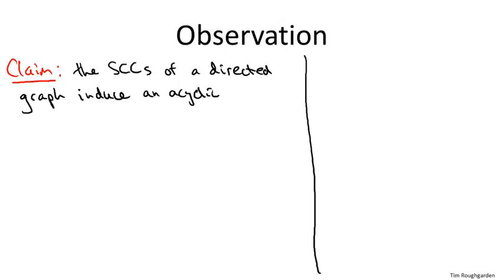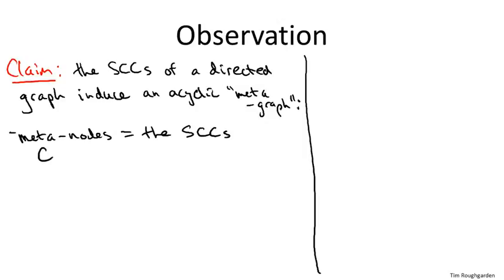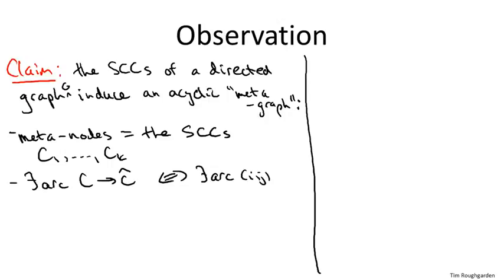So what is this metagraph? What are the nodes and what are the arcs? What are the edges? Well, the metanodes are just the SCCs. So we think of every strongly connected component as being a single node in this metagraph. So call them, say, C1 up to CK. So what are the arcs in this metagraph? Well, they're basically just the ones corresponding to the arcs between SCCs in the original graph. That is, we include in the metagraph an arc between the strong components C and C hat, from C to C hat, if and only if there's an arc from a node in C to a node in C hat in the original graph G.